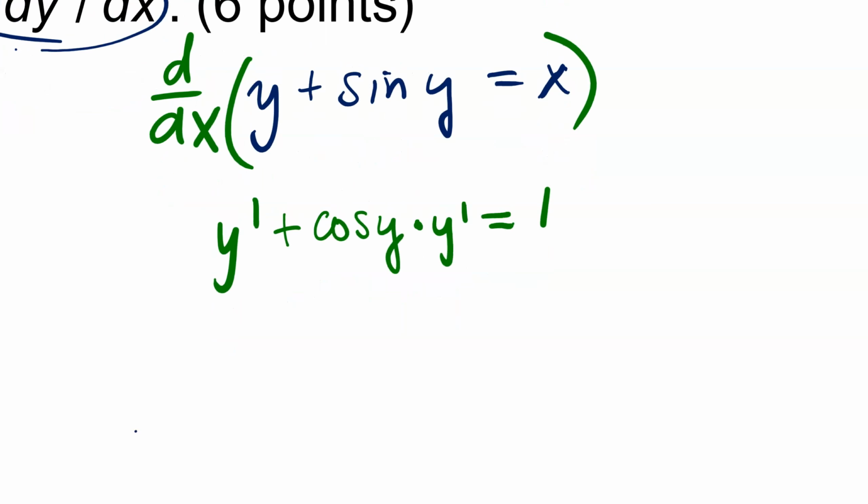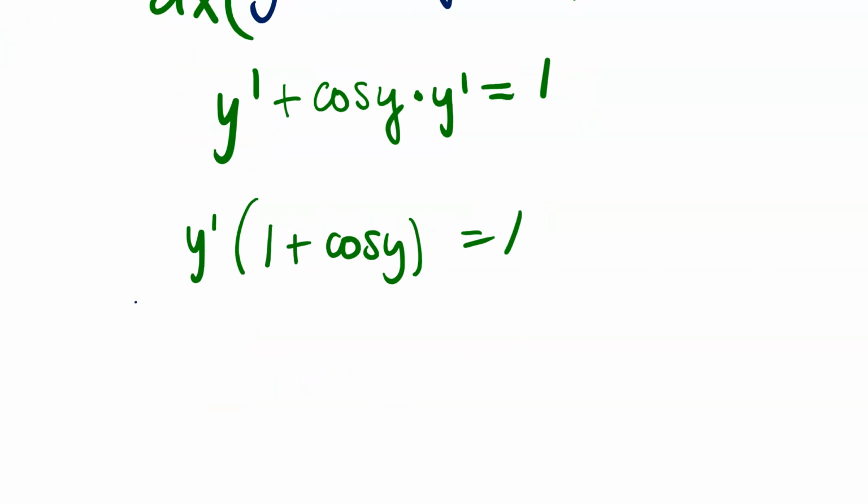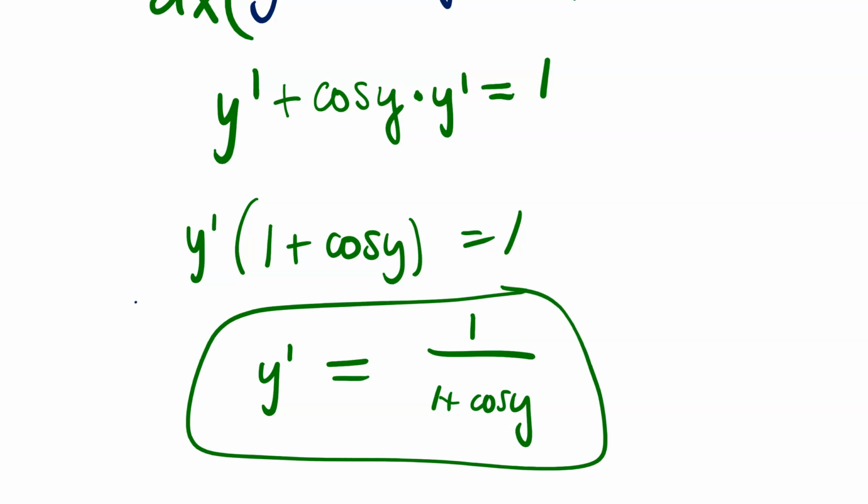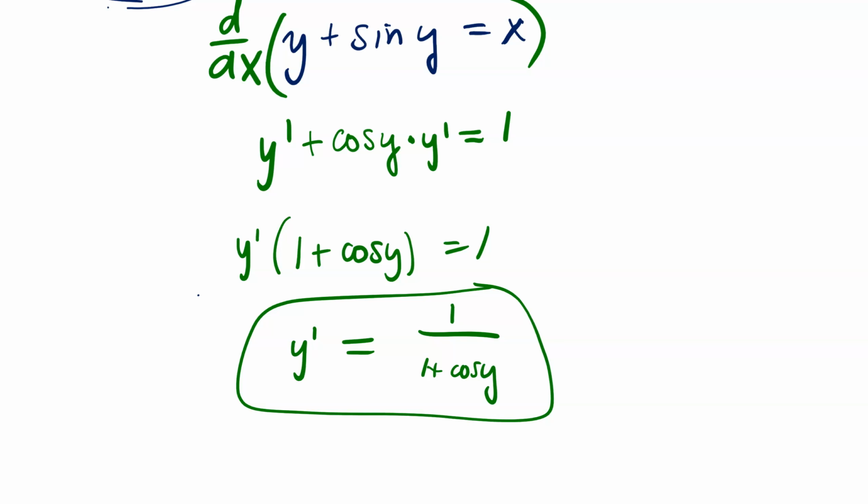So we're trying to find dy dx, which is literally the same thing as y prime. So I'd like to factor it out since it's a common factor. And then divide both sides by 1 plus cosine y. Okay, hopefully it makes sense now, yeah?